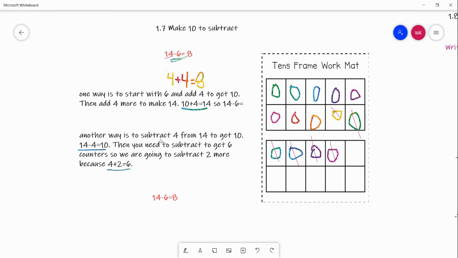Now we need to get to 6. So 4 plus how many more equals 6. And you guys should know that right off your head. 4 plus 2 equals 6. So we are going to cross off those 2 more counters. So now we have 6 counters crossed off. And now we have 8 left over, and that's our answer. 14 minus 6 equals 8.